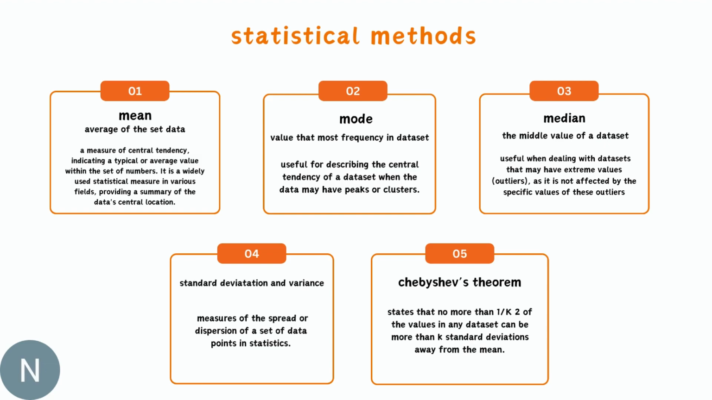data point in statistics. And then the last one is Chebyshev theorem, which states that no more than 1 over k squared of the value in any dataset can be more than k standard deviation away from the mean.